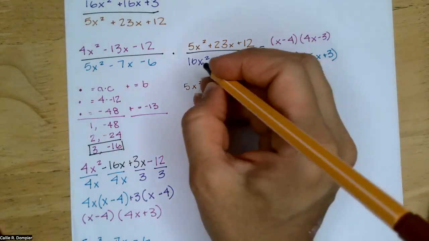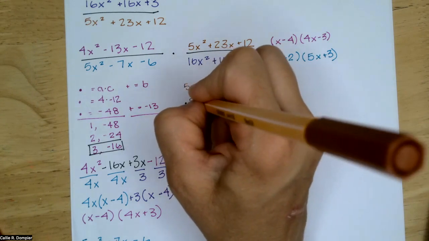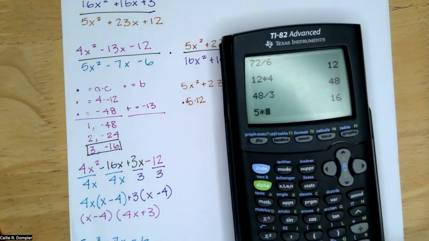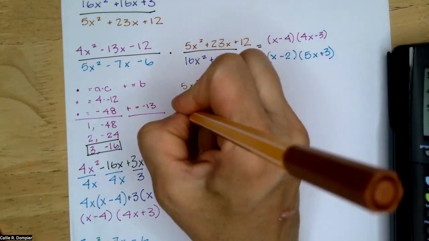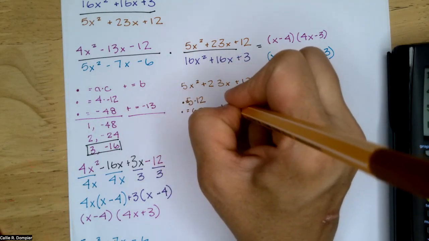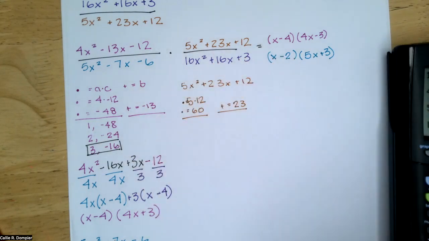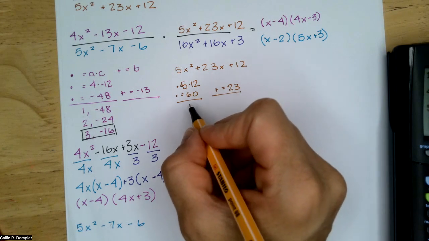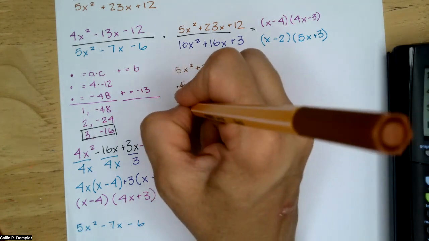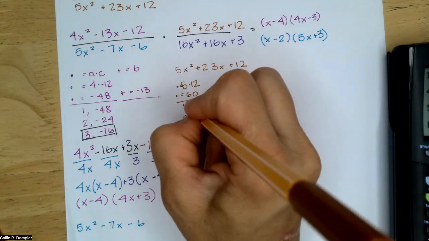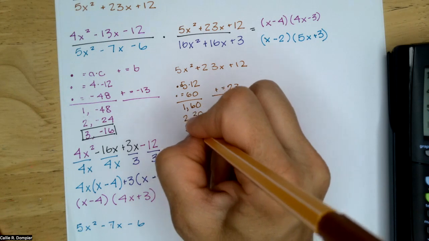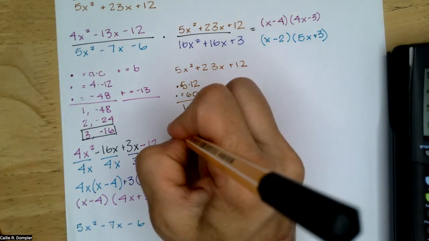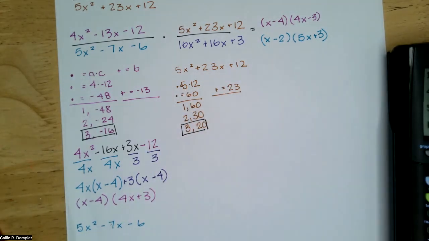Can't divide anything out of that. So I want two numbers that multiply to equal 5 times 12, 60, but add to 23. That's positive and that's positive, so I'm assuming it's only positive factors of 60. 1 and 60, 2 and 30, 3 and 20. Oh, yay, that's good, right? 3 and 20. If I multiply 3 and 20, I get 60. If I add 3 and 20, I get 23.